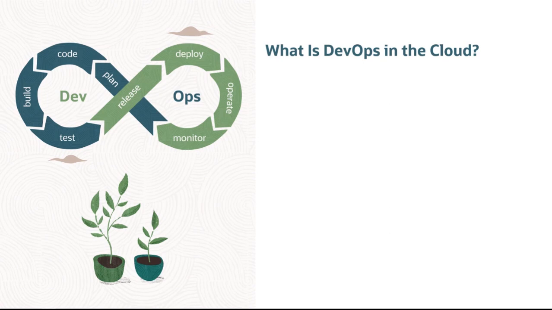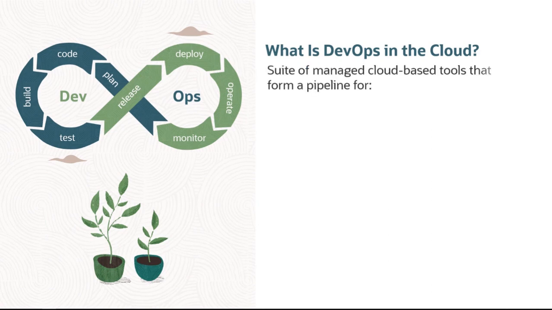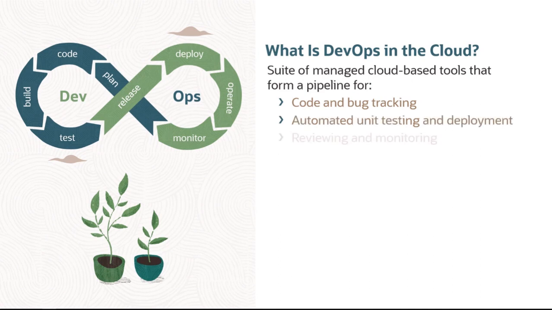This tight integration lowers the cost associated with on-premises DevOps automation technology and provides centralized governance and control for a sound DevOps process. DevOps in cloud is a suite of managed cloud-based tools that forms a pipeline for code and bug tracking, automated unit testing and deployment, and reviewing and monitoring.